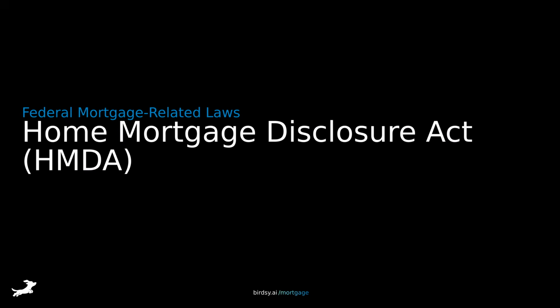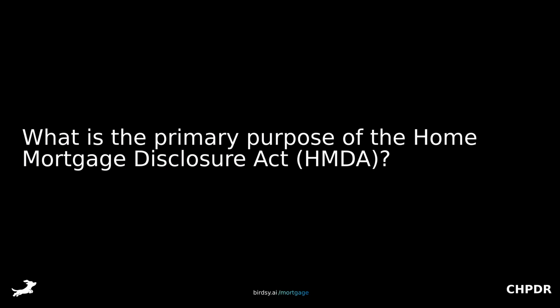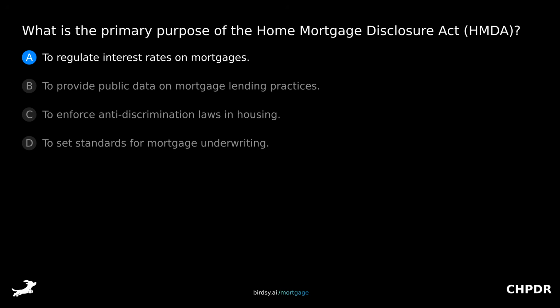Home Mortgage Disclosure Act. What is the primary purpose of the Home Mortgage Disclosure Act? Is it A, to regulate interest rates on mortgages? B, to provide public data on mortgage lending practices? C, to enforce anti-discrimination laws in housing? Or D, to set standards for mortgage underwriting?